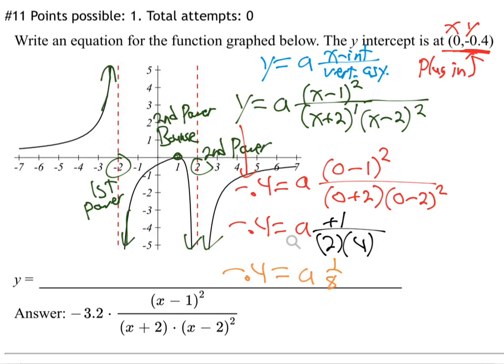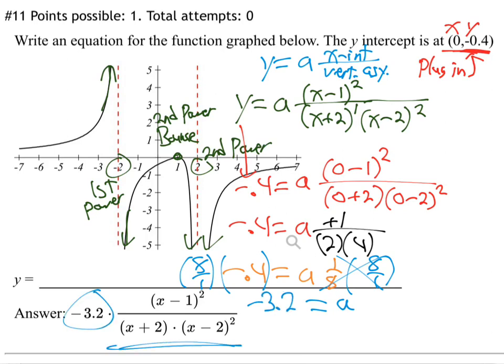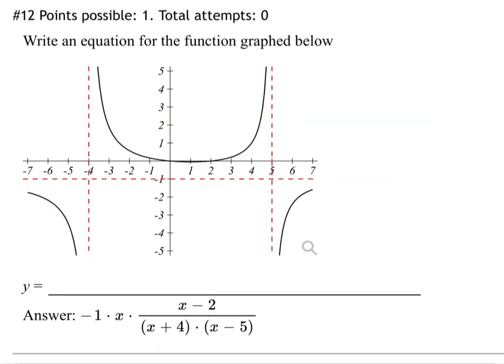So that'll be -0.4 equals A times 1/8. So now multiply both sides by 8 over 1 to cancel out. Gets A alone for us. A is -3.2. There it is. There's the A. There's the function. We got it. So that's good. Hopefully that's making some more sense for you. Let's look at number 12 now. Same kind of thing. Good. Another one to practice.